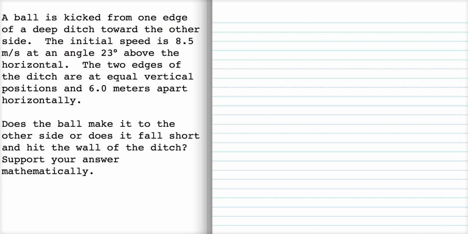So we've got some kind of ditch here, and a ball is kicked from one edge with an initial velocity v0 of 8.5 meters per second, making an angle of 23 degrees above the horizontal. The two edges of the ditch are at equal vertical positions and 6 meters apart horizontally. And we want to know if the ball makes it to the other side of the ditch.